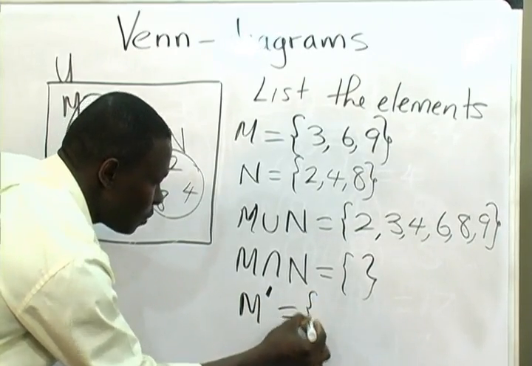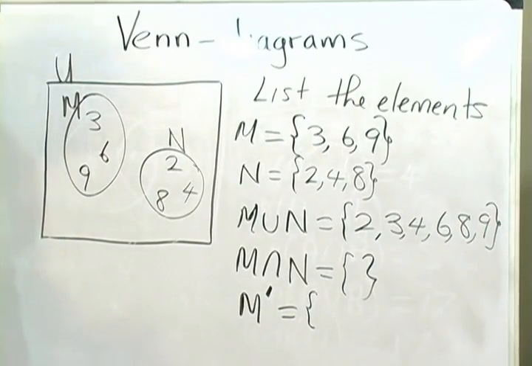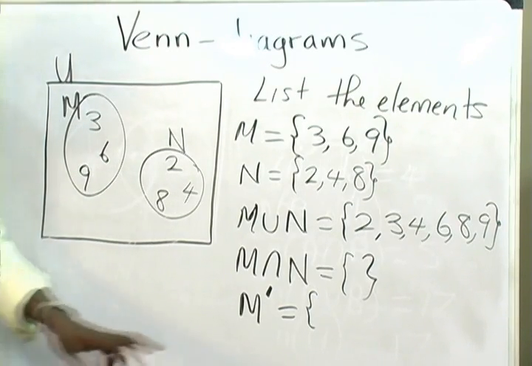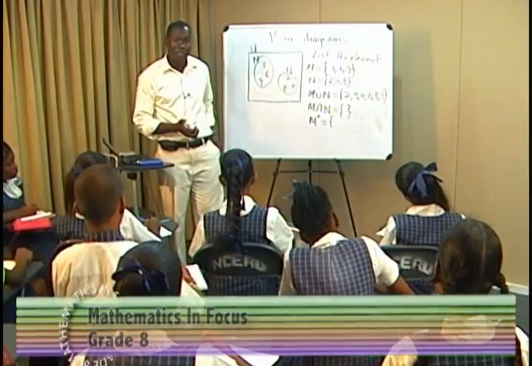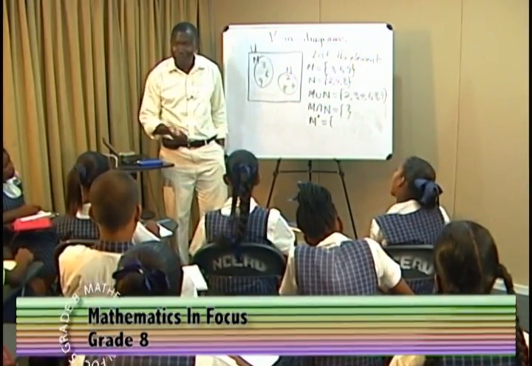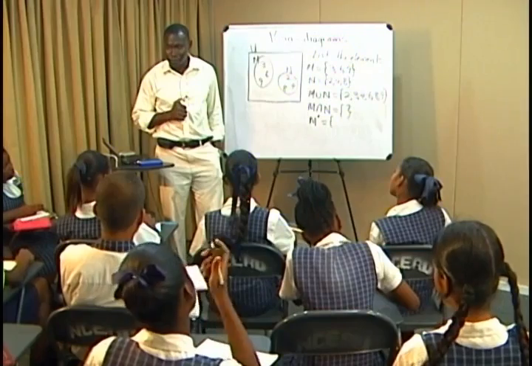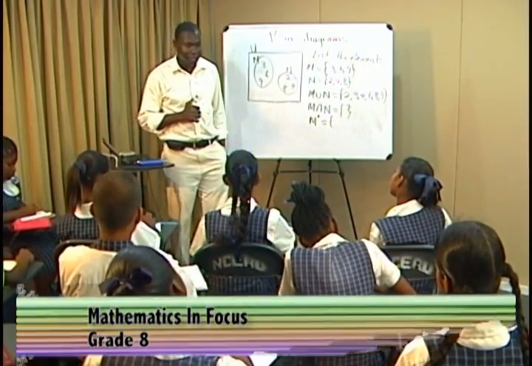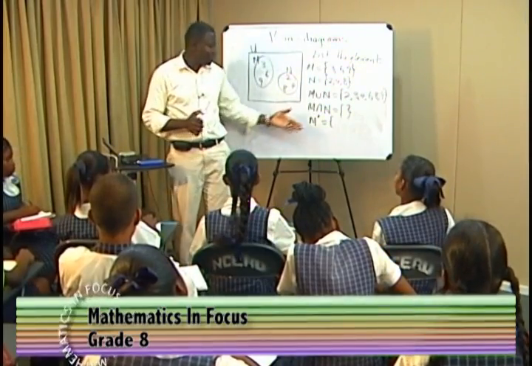Oh, and I know somebody doesn't know what this symbol means. M with this little dash there. It is the complement. Now we say the word complement, but there might be somebody who does not even know what we mean by complement. So somebody has to say what we mean by complement. Now everybody's silent. What do we mean by complement?